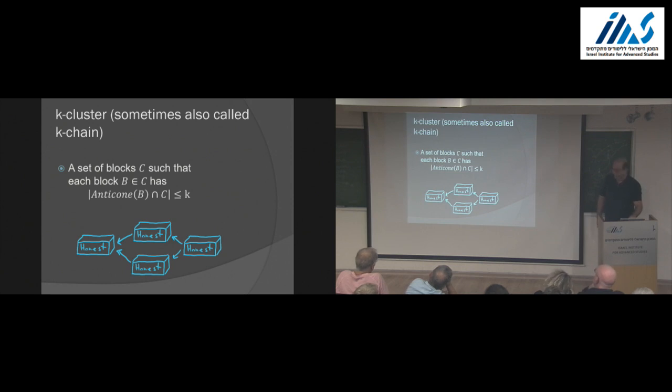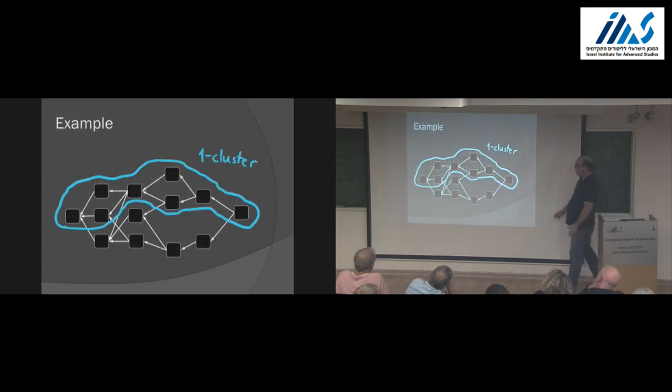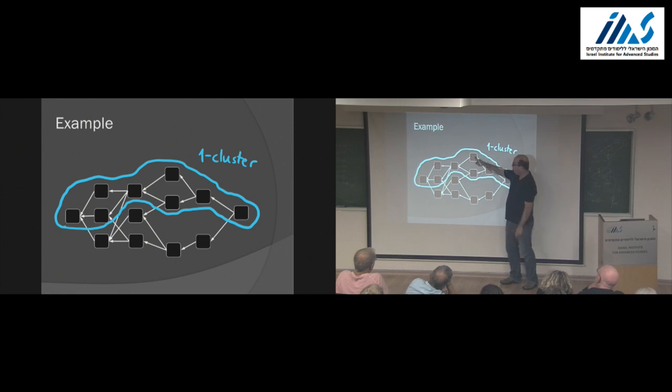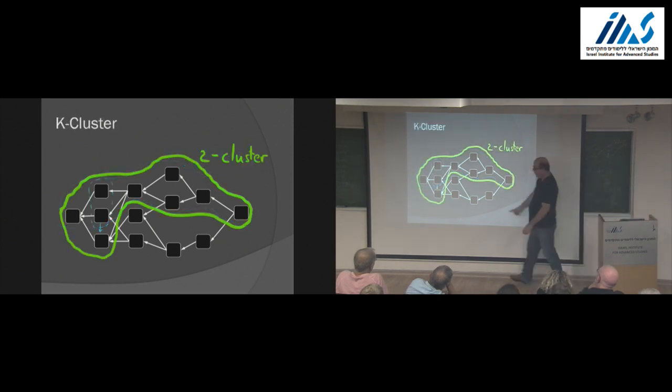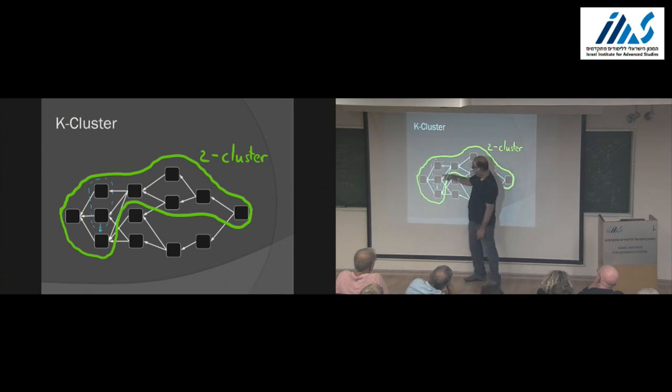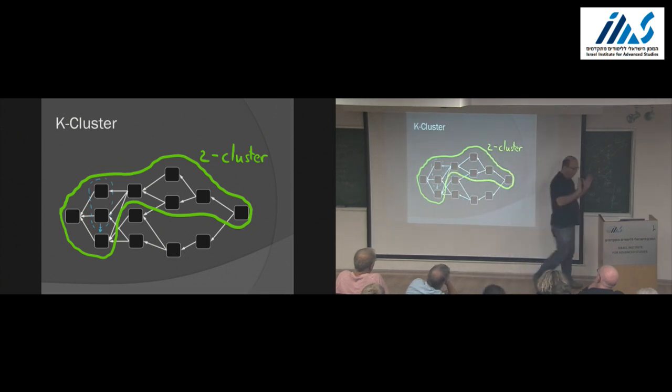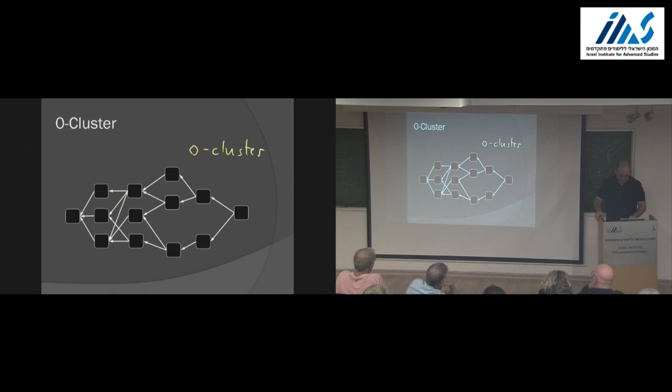So let me give an example for this definition. This is a one cluster, a K cluster with 1 as K, because every block in this set has at most one block in its anticone from within the set. Okay, so is that definition clear? Okay, so here's a 2 cluster, for example, because this block has 2 in its anticone. That's a 2 cluster, and no block has more than 2. And so one interesting thing to notice is, what is a 0 cluster?